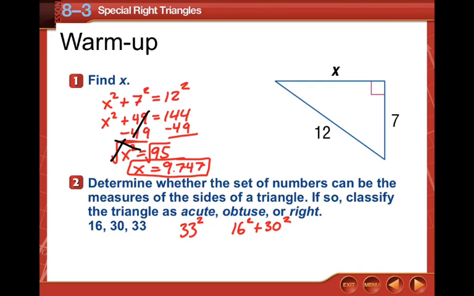33 squared comes out to be 1089. 16 squared is 256, and 30 squared is just 900. Now we need to add on the right side. Got 1089 on the left. 256 plus 900 comes out to be 1156. And 1089 is less than 1156, which means this is an acute triangle.